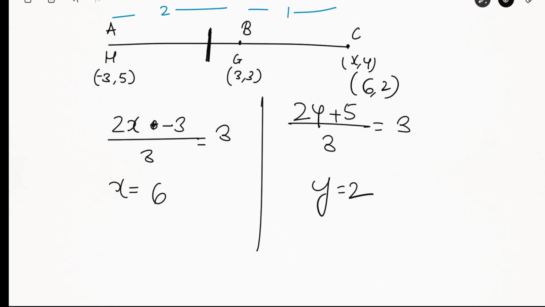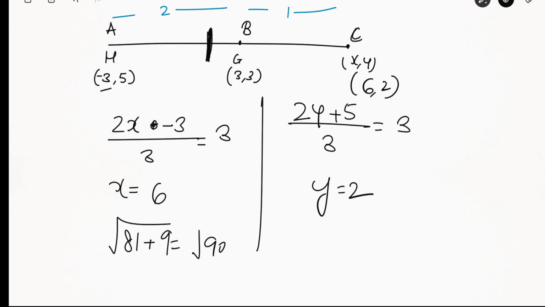The midpoint is very easy to get. Now we know this point, (6, 2). So H, G and C are all known. We just need to find this point. There are multiple ways to do it. You can find the length of AC, right? A and C are given, or you can say HC is what? (6 plus 3) squared, that will be 81, plus (2 minus 5) squared, 3 squared, 9.